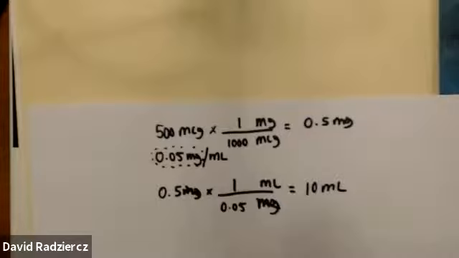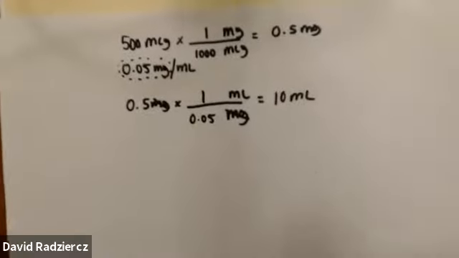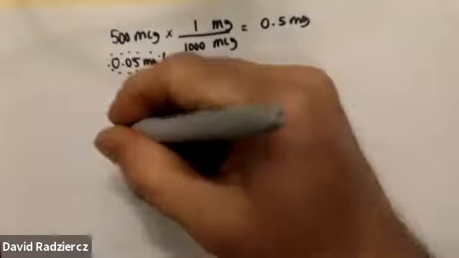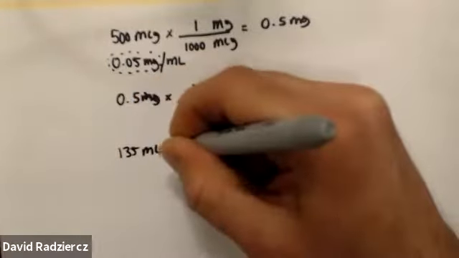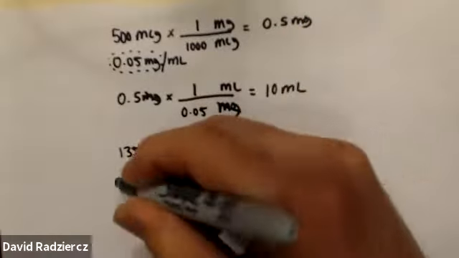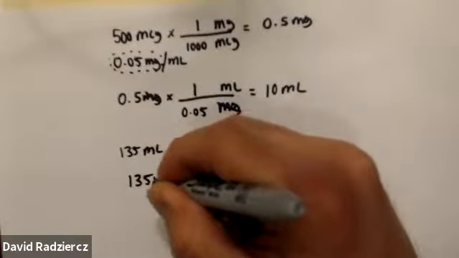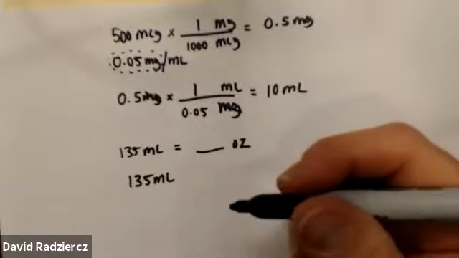That's not a problem. So like number 3, I'm just going to push this up here. And number 3 says 135 milliliters, and then we want to know how many ounces that is. Okay. So in order to do that, we know that 1 ounce is 30 milliliters, correct?